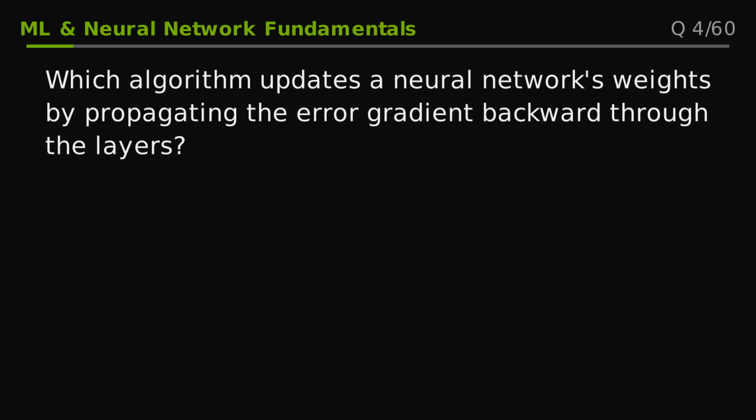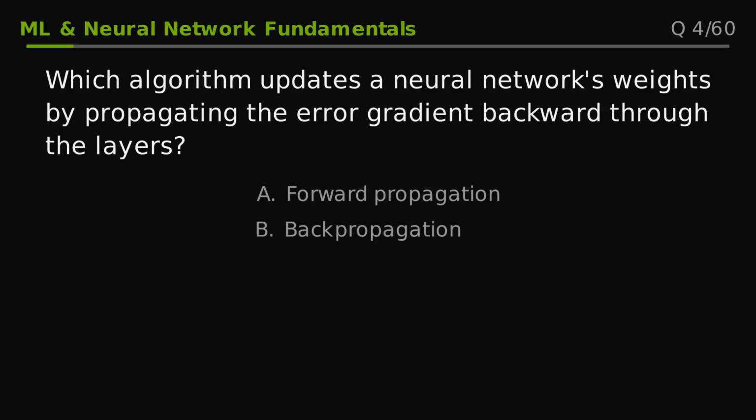Question 4. Which algorithm updates a neural network's weights by propagating the error gradient backward through the layers? Option A. Forward propagation. Option B. Backpropagation. Option C. Tokenization. Option D. Normalization.